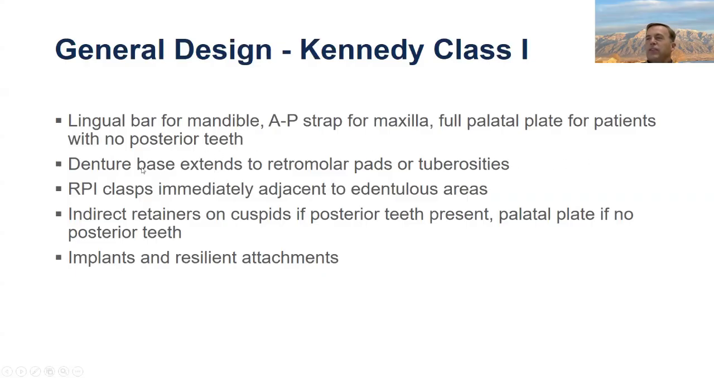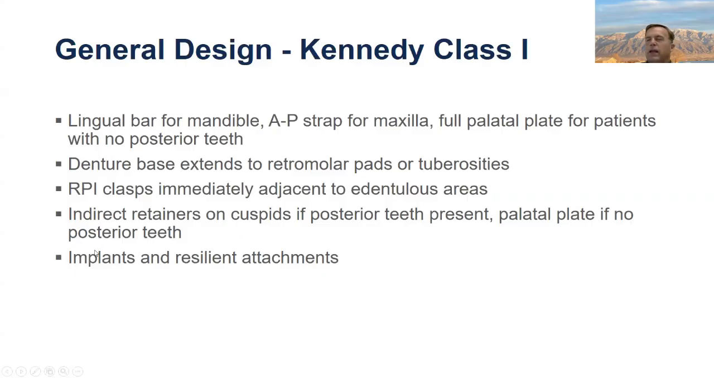The denture base on this is like a base for a real denture in the sense that it should come about halfway up the retromolar pads on a mandible or over the tuberosities in the maxilla. RPI class, like we talked about, indirect retainers on the cuspids. If we have some posterior teeth, then a palatal plate to, again, resist that tipping. And implants and resilient attachments can be great for these.